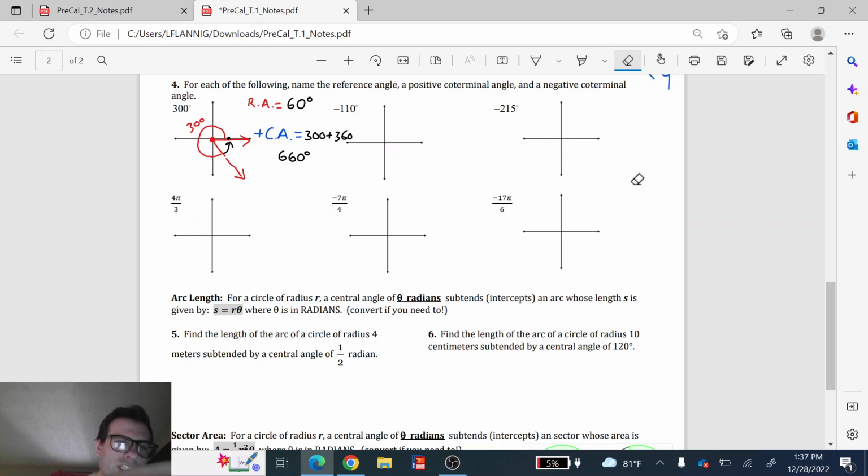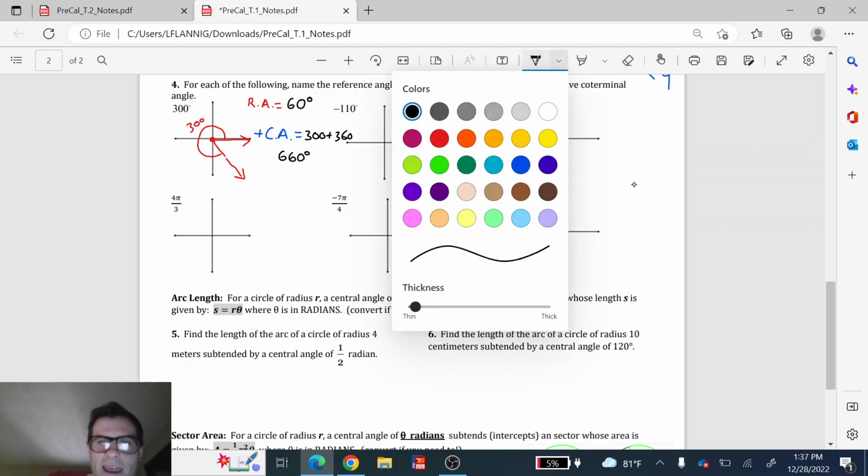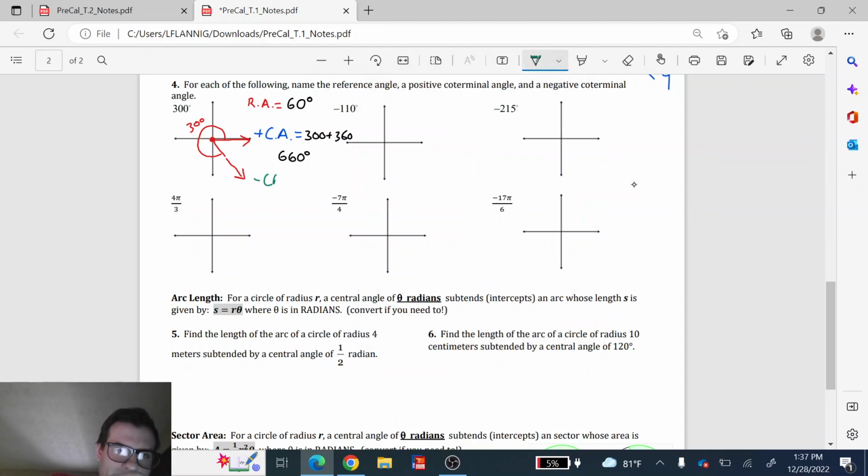The negative one is actually a little easier for this. If we look at a negative coterminal angle, we can go just from this position right here, from the standard position, and then just work our way until we hit the line. And that's pretty easy. It's just negative 60.